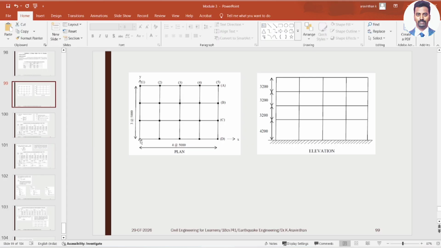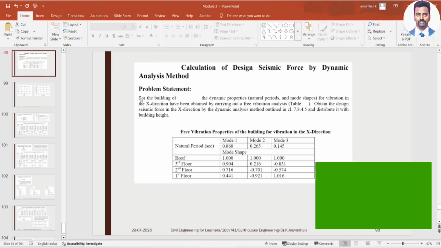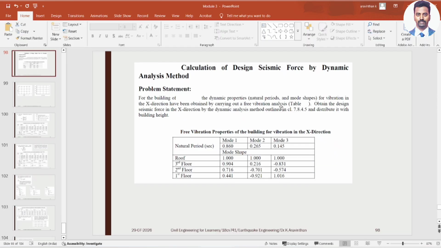We have 1, 2, 3, 4, 5 columns. 5 into 4 is 20. So we have 4 rows, 20 columns. How to analyze by equivalent static method and response spectrum method by ETABS. Now, for the building, the dynamic properties such as natural period and mode shapes for the vibration in X direction have been obtained by carrying out free vibration analysis.